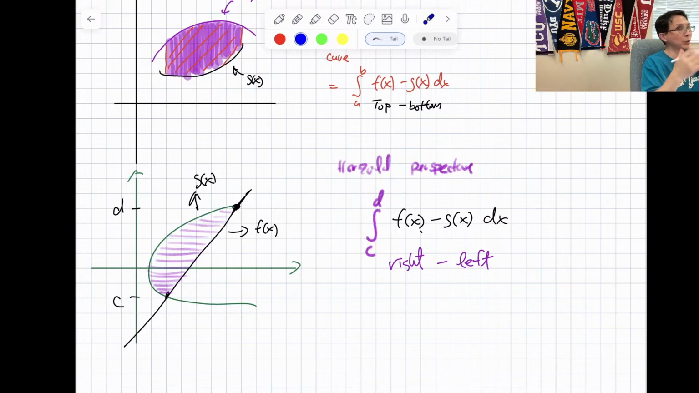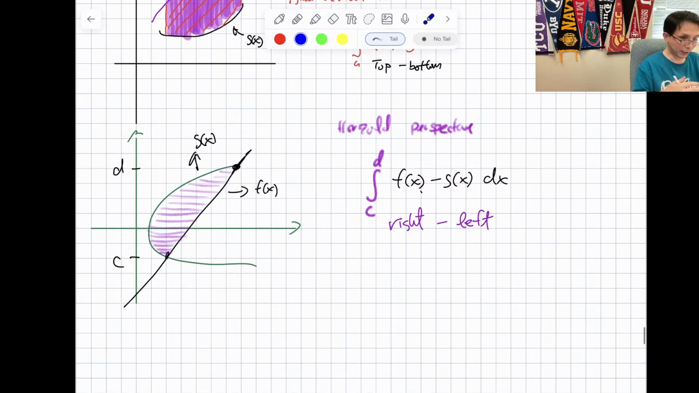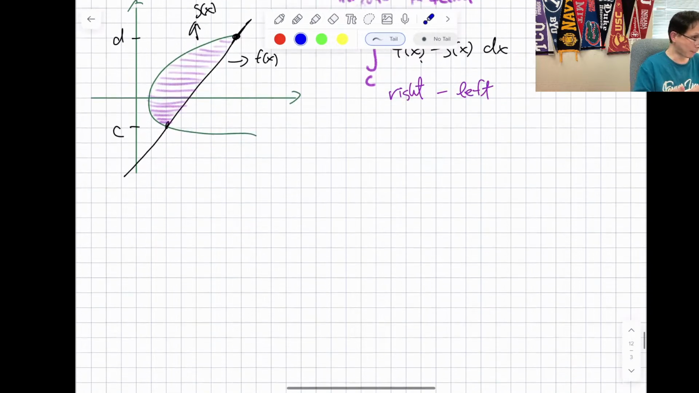Same way, because we calculate the difference: the bigger value minus the smaller value. The bigger value is more to the right, the smaller value is more to the left. So it's right minus left. So this is a different type of orientation. Does this happen all the time? Not as often as the x orientation, but it does happen.